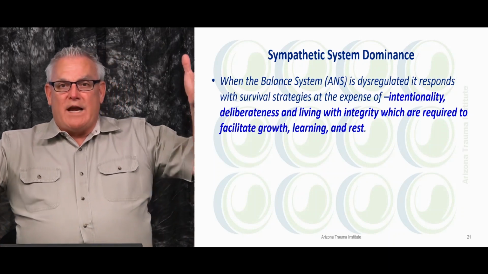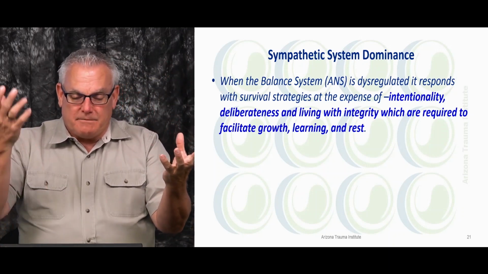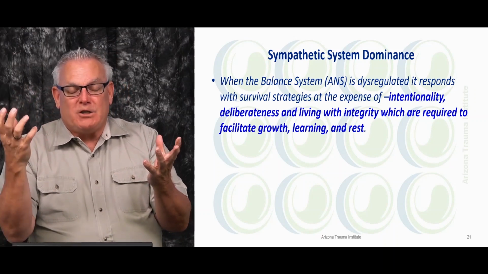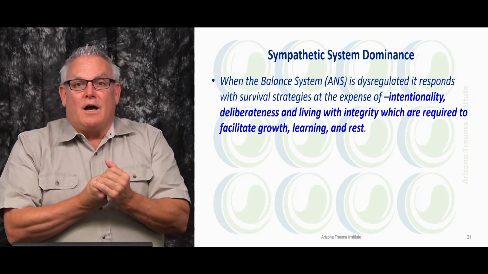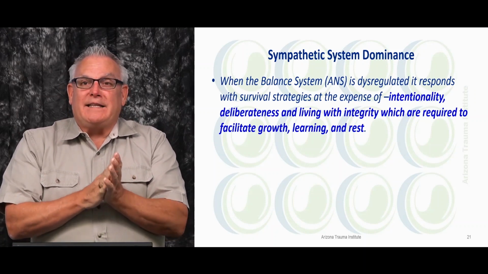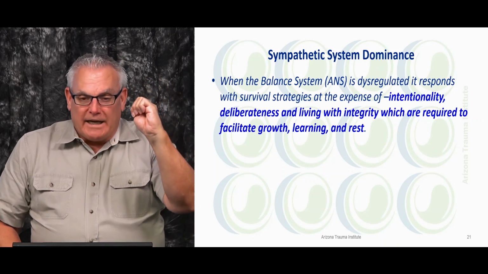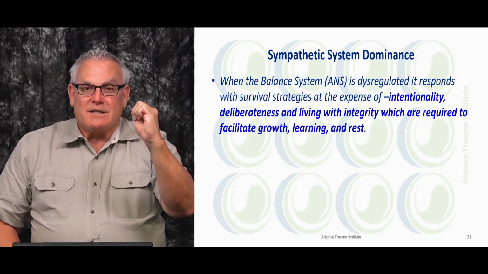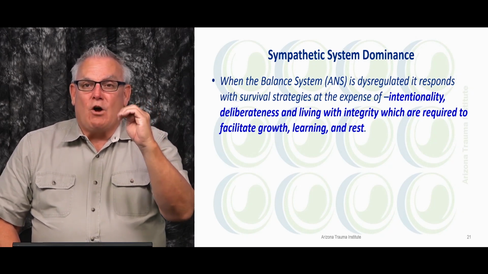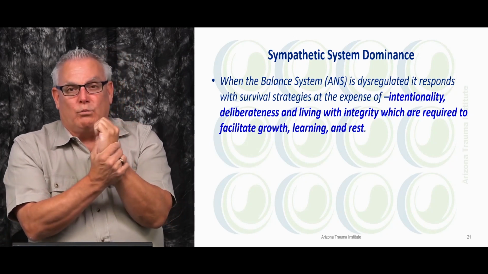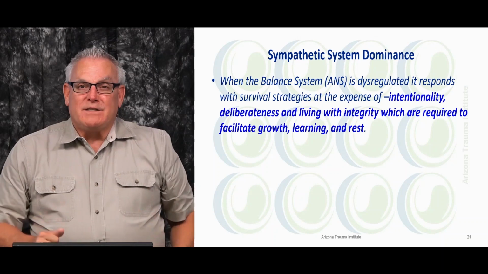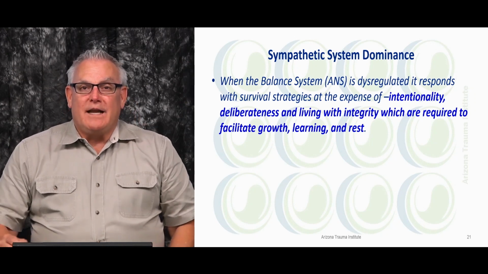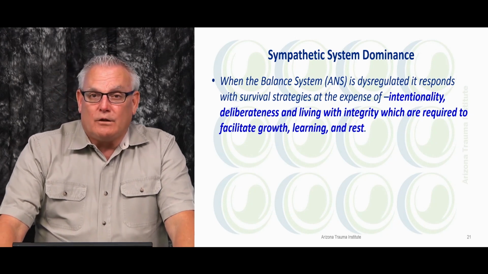We have the autonomic nervous system, which has the parasympathetic system and the sympathetic system working together. When it's dysregulated, which means the sympathetic system is in control with survival strategies, it's at the expense of intentionality, which is an executive functioning or parasympathetic system skill, deliberateness, which is parasympathetic system, and living with integrity. These are all things we would find in the executive functioning or cool brain. So when the balanced system is dysregulated, when it's being controlled by the sympathetic system, those things go away: intentionality, deliberateness, and living with integrity, which is required to facilitate growth, learning, and rest.